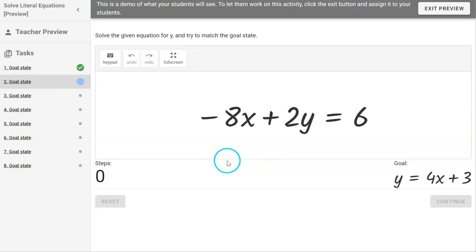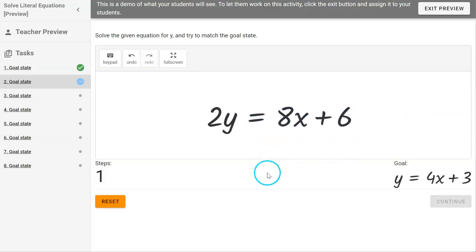So in this problem, our goal is to isolate the Y. So let's first take this term. Now notice I'm dragging the X way down here. Take your time, and it will eventually grab that coefficient. And then we're going to place that here on the right side of the equation. What we did is we added 8x to both sides.